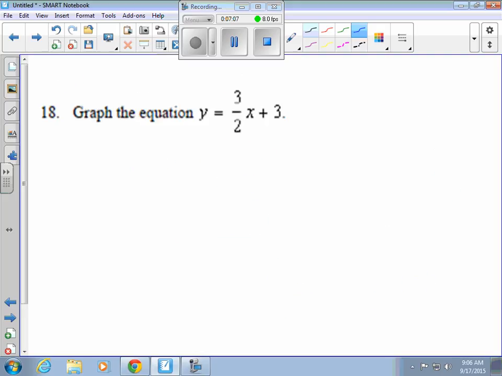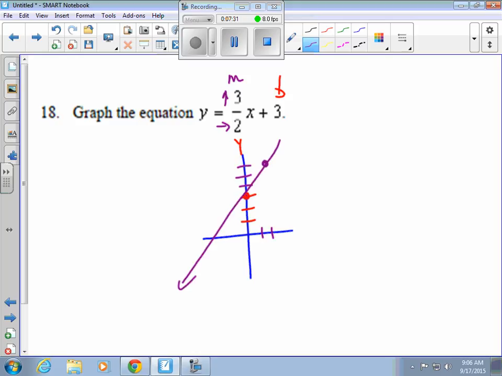18 says graph this equation, y equals 3 over 2 x plus 3. Do it the fast way that you know how to do it. Use mx plus b. This is b. It tells you where to begin on your y-axis at 1, 2, 3 is your first point there. Your m value tells you where to move. Tells you to move up 3 and to the right 2. So up 1, 2, 3, and to the right 1, 2. There's your second point. You have 2 points. You can connect the dots, and your graph should look similar to that.